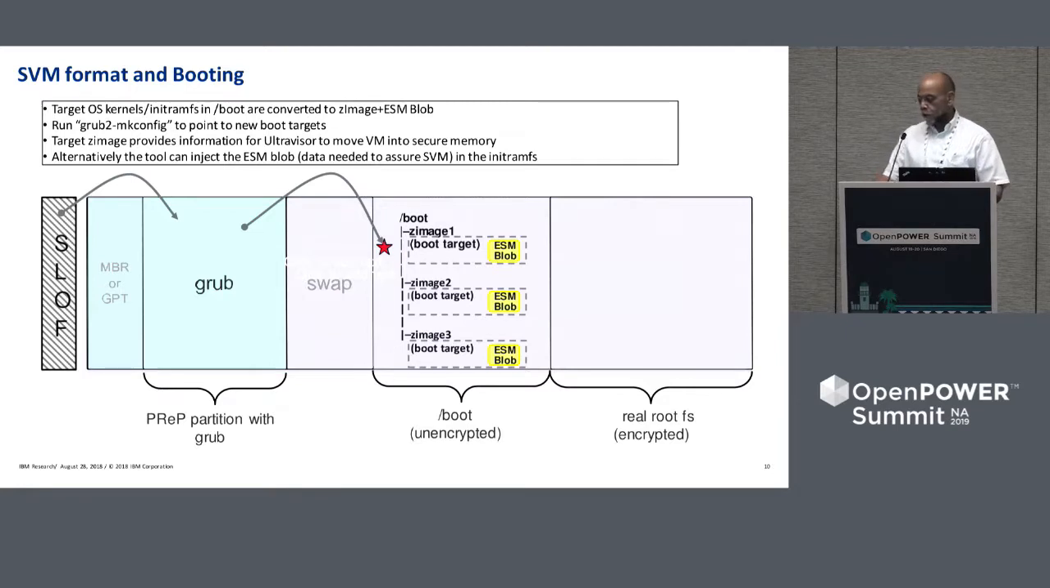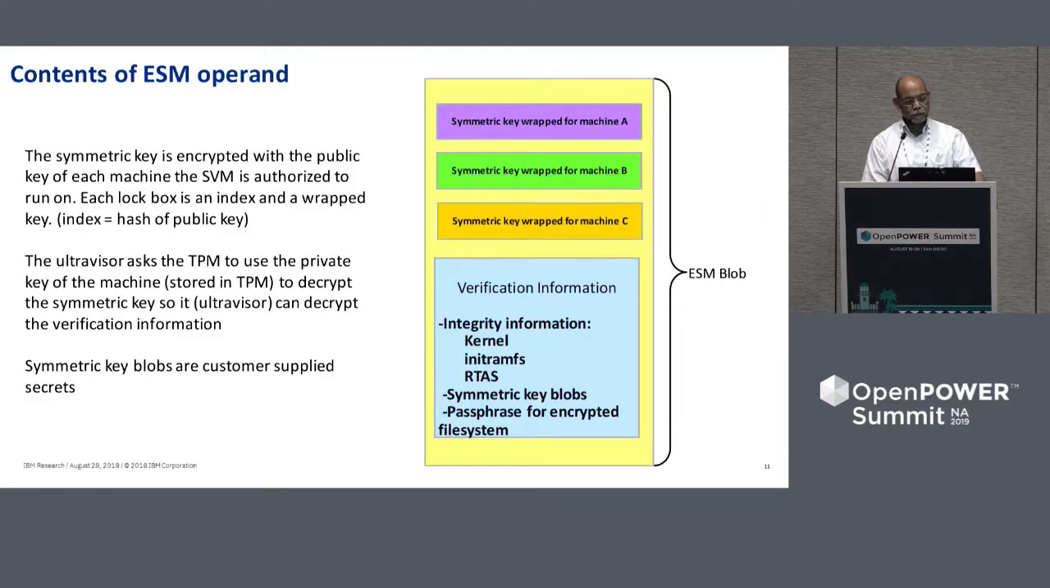The alternative format, which I don't have illustrated in this picture, is basically to inject the ESM operand. I call it a blob here, but it's really an operand of this new ultracall. We can inject it into the initramfs, so you can have two different formats, and the tooling will convert it to either one format or the other. Either one of them is bootable by GRUB.